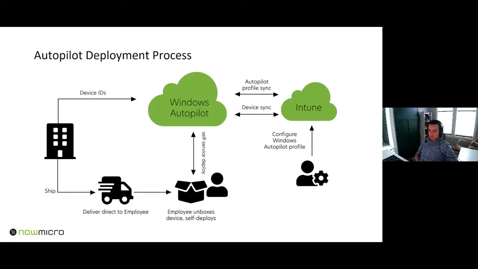When the user receives the device, all they need to do is power it on and connect it to the internet. The device will ask them to sign in with their Azure credentials and then automatically provision with all of the previously assigned settings and applications.